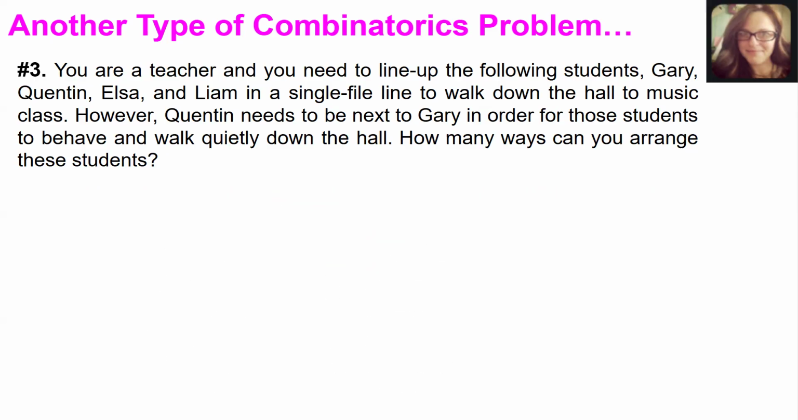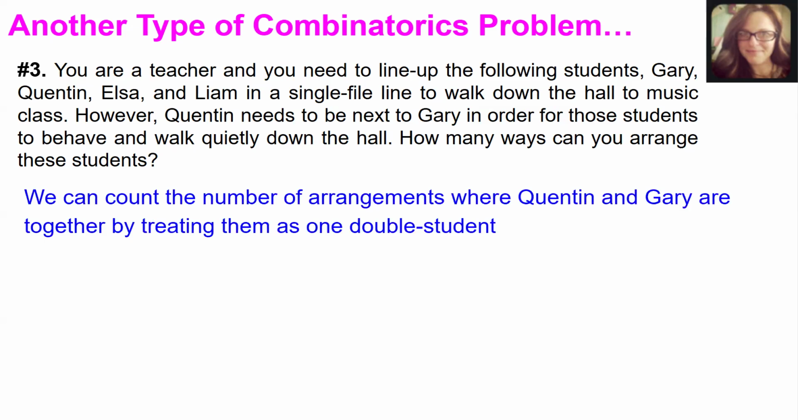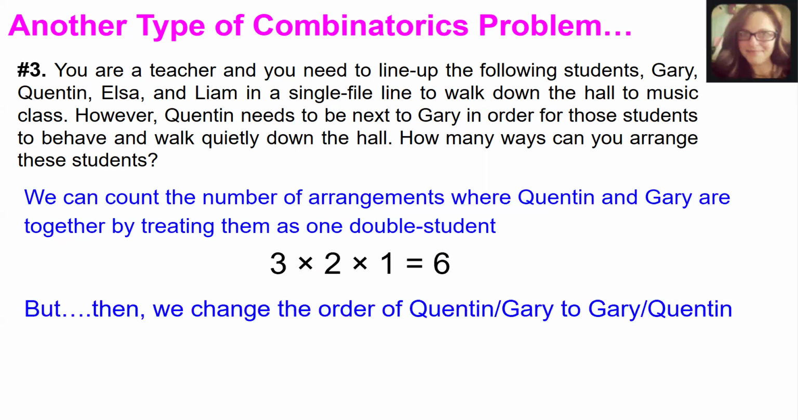So let's take a look at how to work this out algebraically. We can count the number of arrangements where Quentin and Gary are treated as a single student. So in the first position, we've got 3 students to choose from because Quentin and Gary are considered one student. And then we've got 2 students for the next position and then 1 student for the last position. But then we can switch the order of Quentin and Gary to Gary and Quentin and do the same thing. So 3, 2, 1. So we've got 6 times 2 or 12 different arrangements.